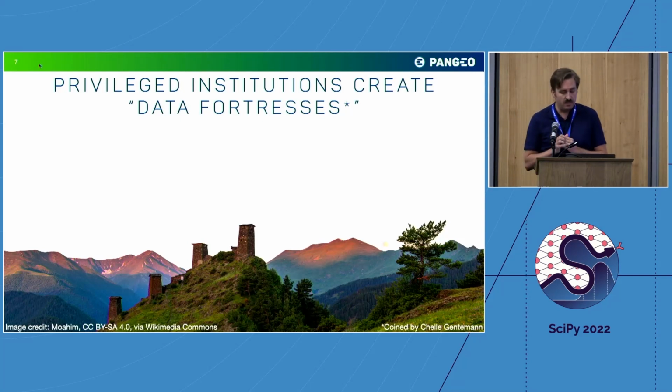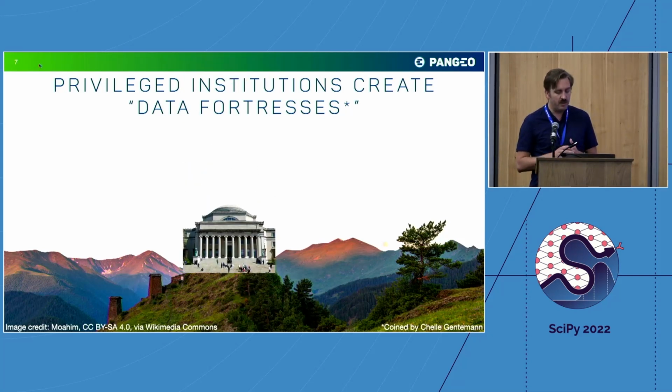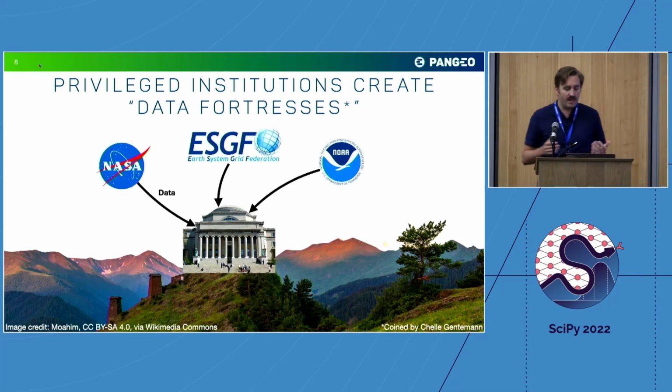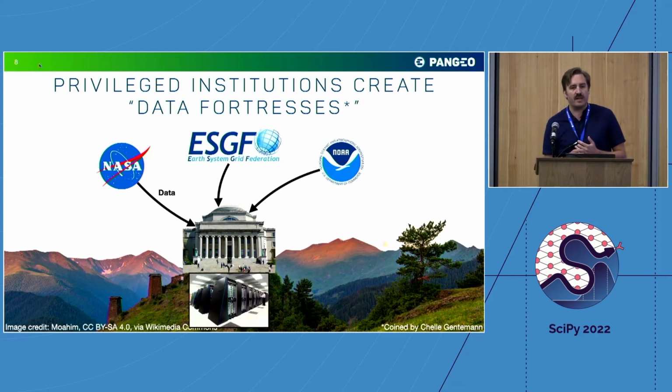What happens is that privileged institutions, rich institutions like my university, Columbia, we create what my colleague Shel Gentleman likes to call data fortresses. Right? So we've got a supercomputer in our basement, a big cluster. We download a bunch of data, we store it on that computer, and we can analyze it, and our group has access to it, and we can be productive this way.